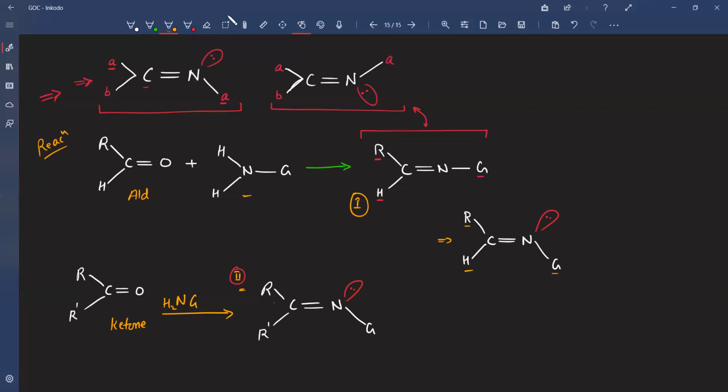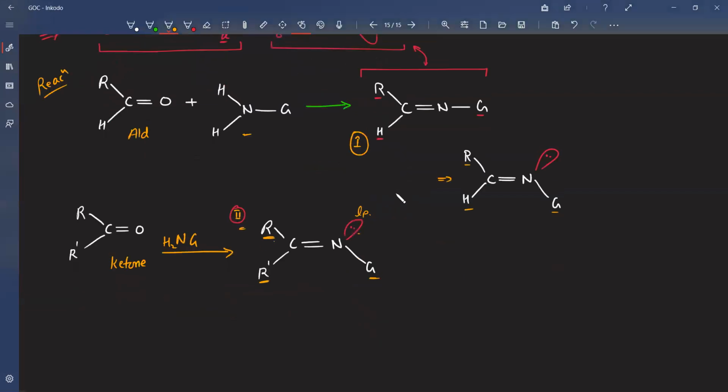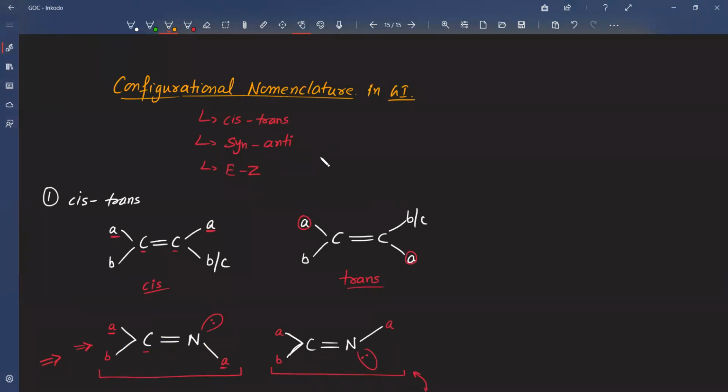Obviously, cis and trans won't work here because R is not opposite of R, and R are also not on the same side, right? Opposite to R in this case is G. They two are different. Opposite to R', it is lone pair. On the same side of R', there is G. On the same side of R, there is lone pair. So how can we decide whether it is cis or trans? So this actually leads to another configuration, which is syn and anti.